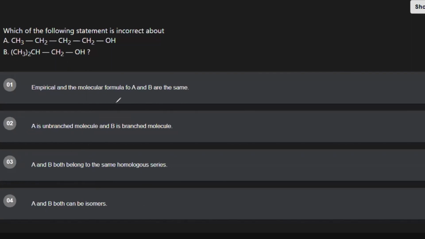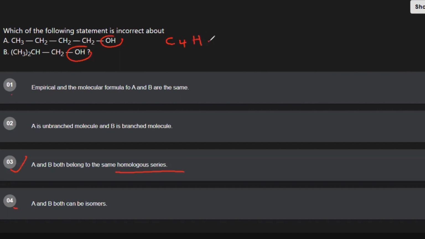So just by looking at it, we can confirm one thing. Both A and B have the functional group OH. Because of that, we can say that A and B both belong to the same homologous series. We can pick this one. To answer the others, especially the first one and the fourth one, we need to know the molecular formula. So let's find the molecular formula of A. A has 1, 2, 3, 4 carbons. C4. And how many hydrogens without this OH? 3, 4, 5, 6, 7, 8, 9.